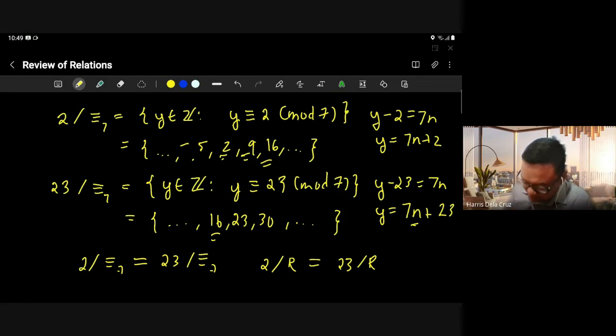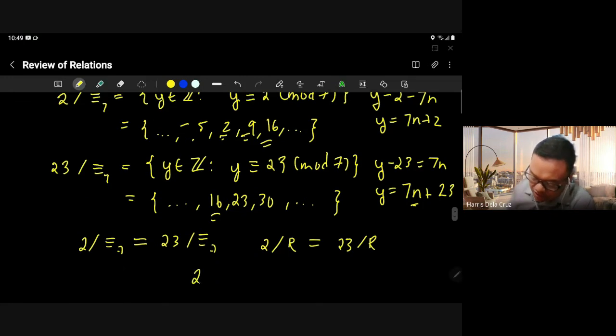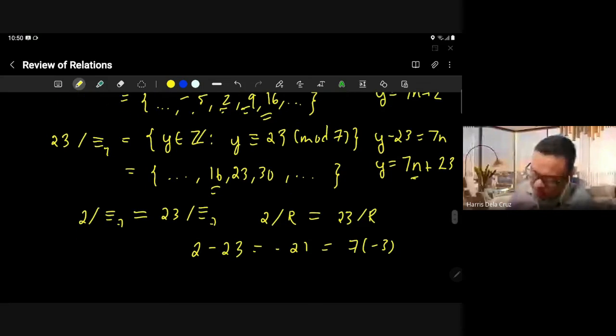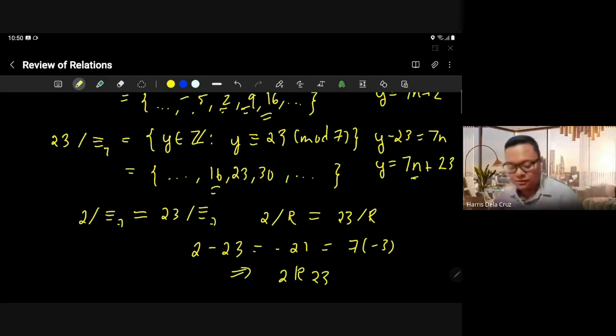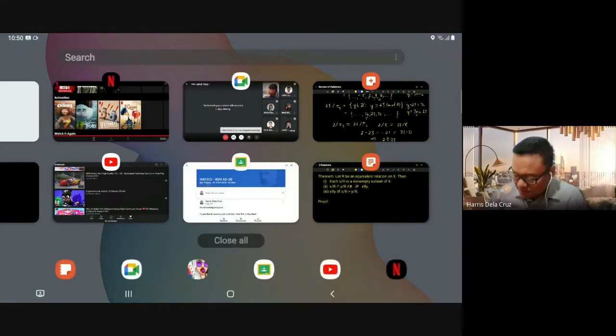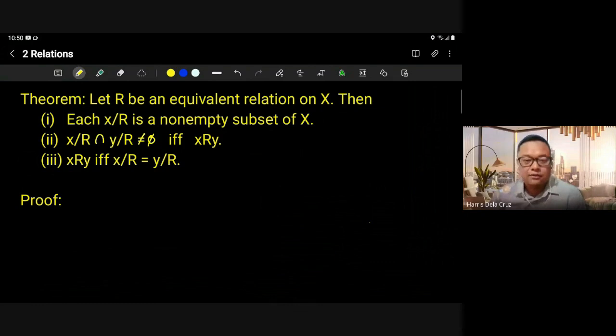Okay? Isa pa, yung 2 tsaka 23, they are actually related. 2 minus 23 is actually negative 21, which is 7 times negative 3. Therefore, ang ibig sabihin nun, yung 2 related sa 23. Okay? So, anong pinakita natin doon sa example natin na 'to? Ang napakita natin sa example na 'to, precisely these three properties.